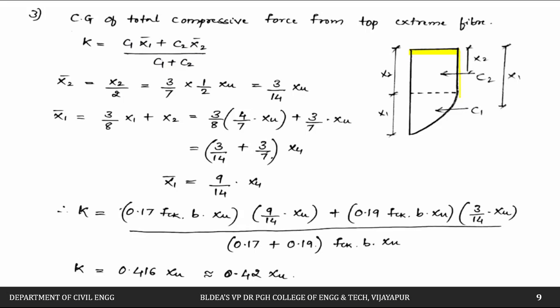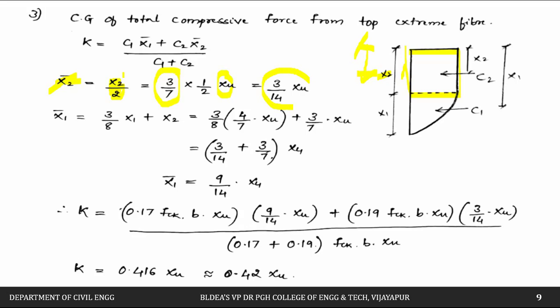Therefore, first let us see this rectangular portion. The centroid of this, that is x2 bar, this is x2, as it is a rectangular portion. So x2 is nothing but 3 by 7 of xu multiplied by 1 by 2. Therefore, if you simplify, you will get the answer as 3 by 14 of xu.